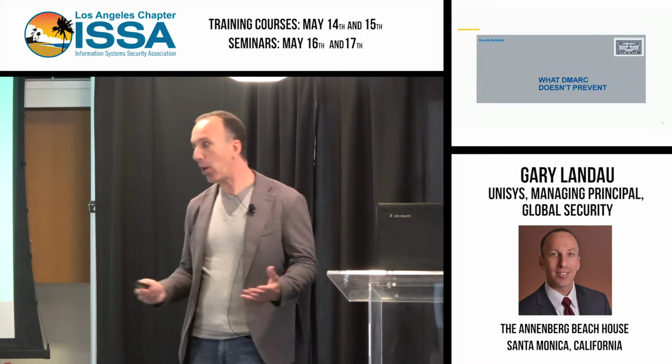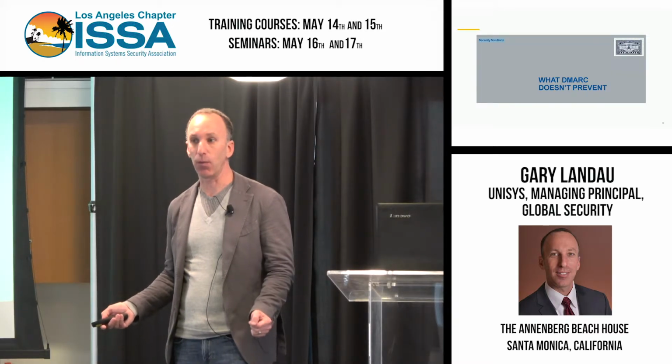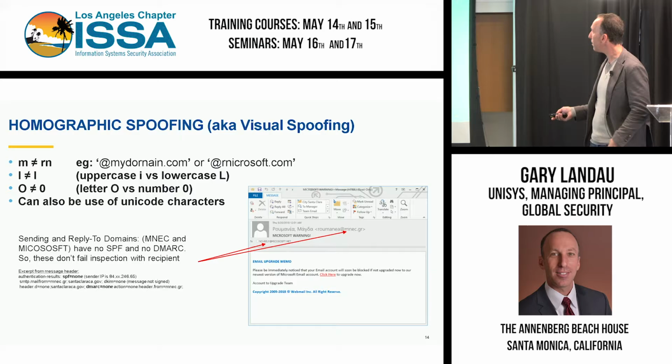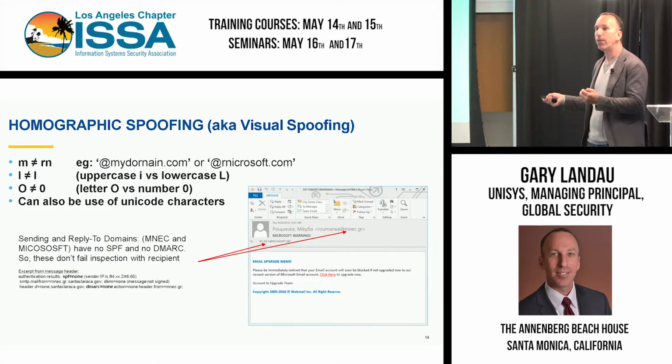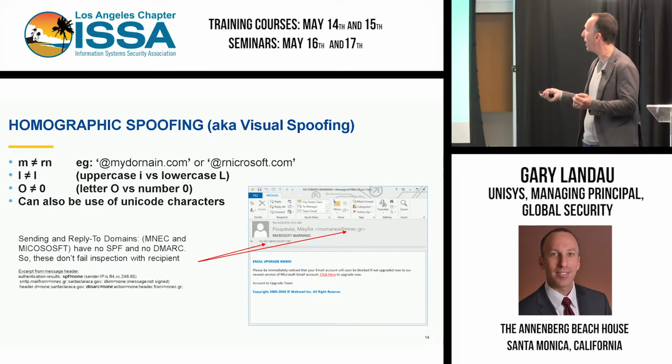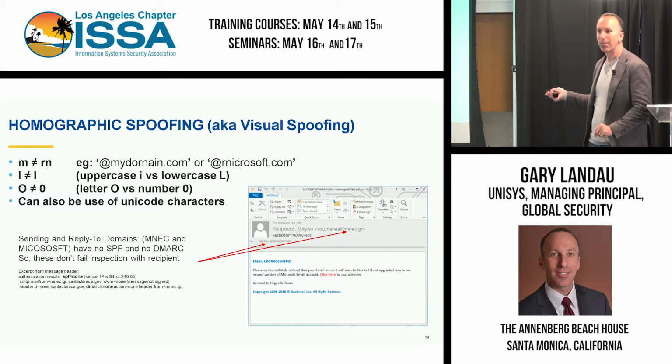Okay. DMARC, though, can't prevent everything. And what doesn't it prevent? Well, homographic spoofing. Homographic spoofing is a number of visual spoofing types of things, like transposing a lowercase m with a lowercase r and n together. If you can see this right here, that is Microsoft.com, but not an M. That's an R and an N together. That's a version of homographic spoofing.